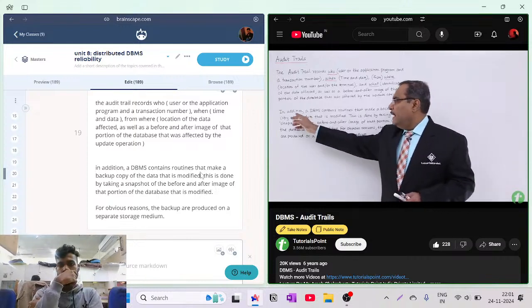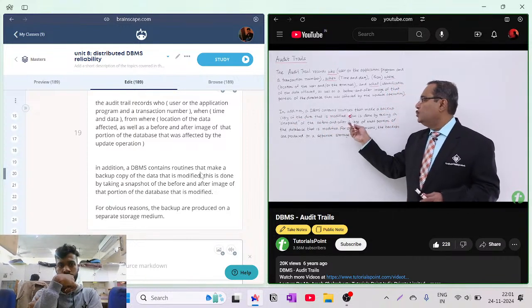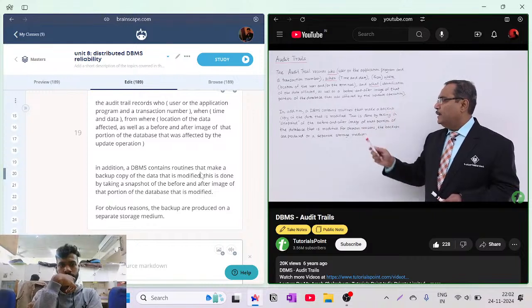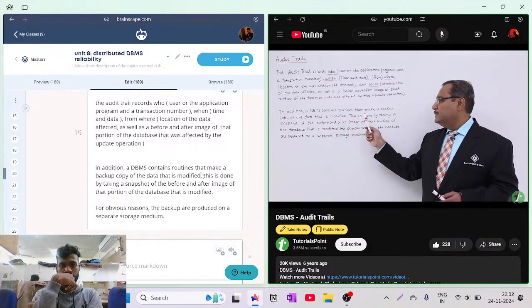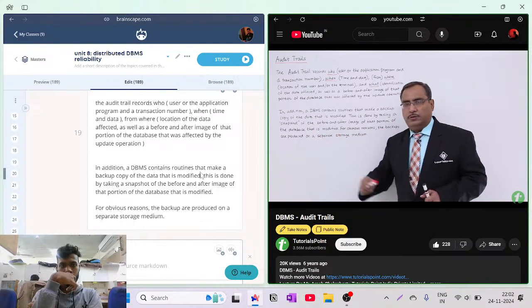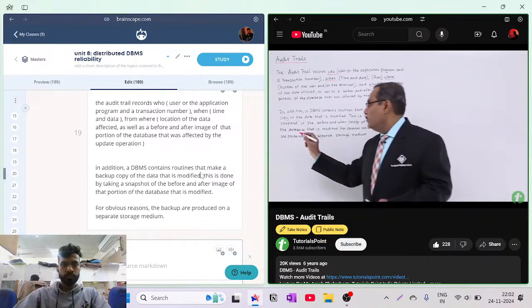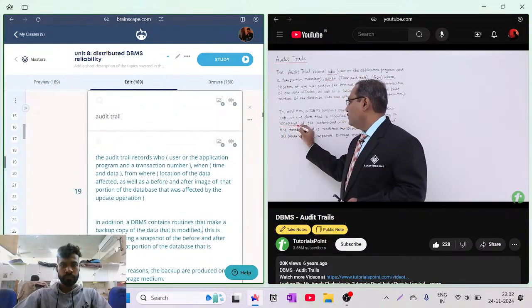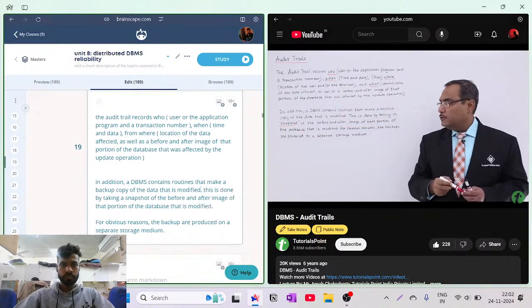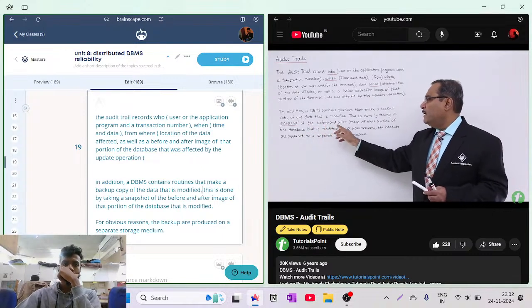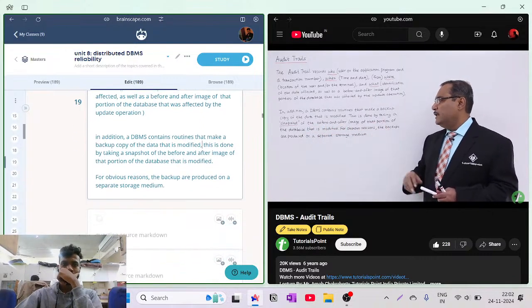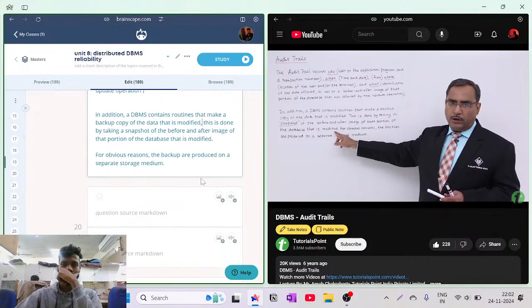Okay. In addition, a DBMS contains routines that make a backup copy of the data that is modified. This is done by taking a snapshot. This is a very important term. Questions might be coming separately on this particular terminology, that is a snapshot. So what is a snapshot? A snapshot of the before and after image of that portion of the database that is getting modified.